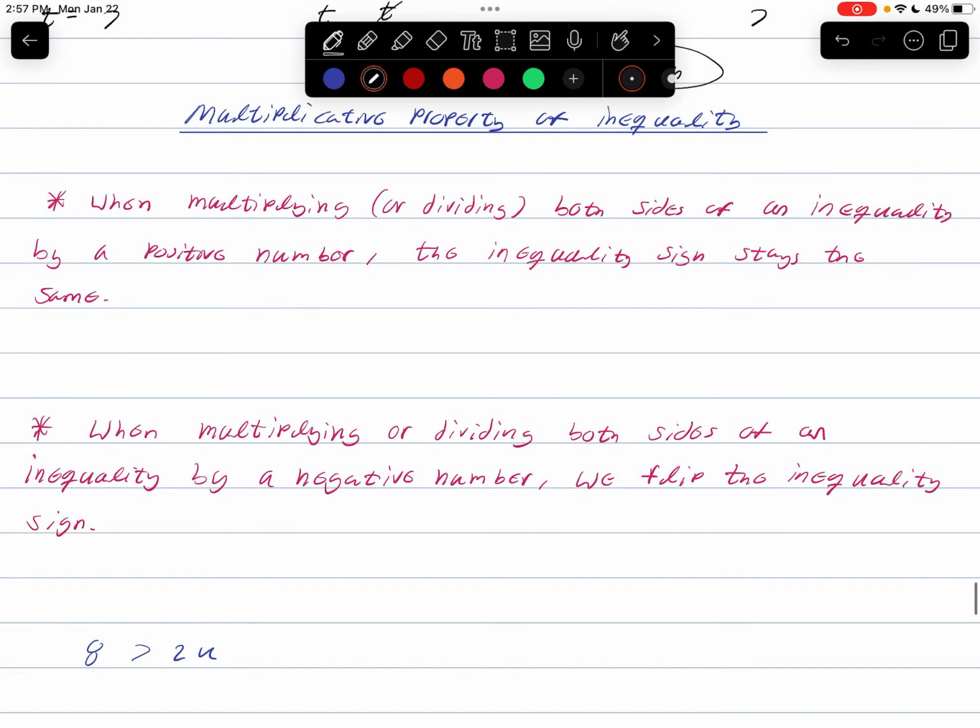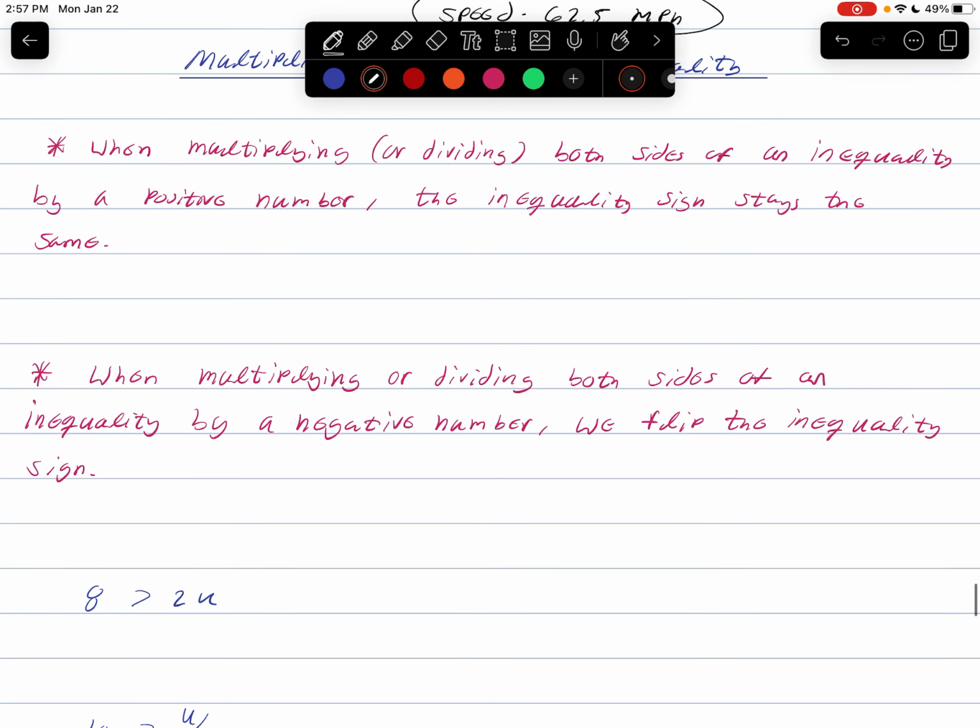The first rule says when multiplying or dividing both sides of an inequality by a positive number, the inequality sign is going to stay the same. Let's start with something obvious. We have 2 is less than 5. That is true.